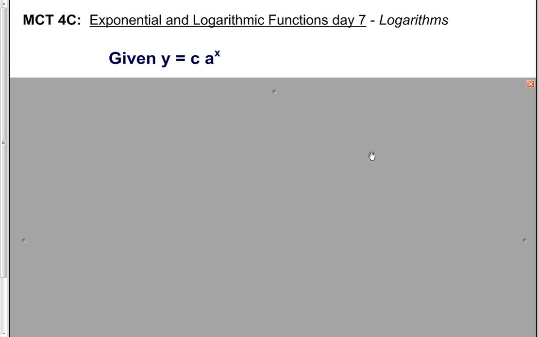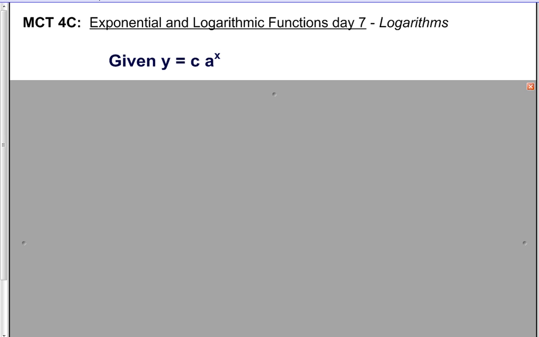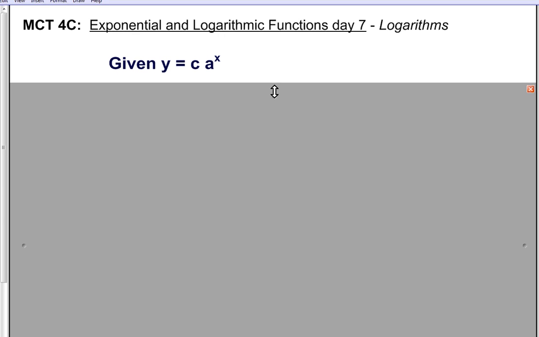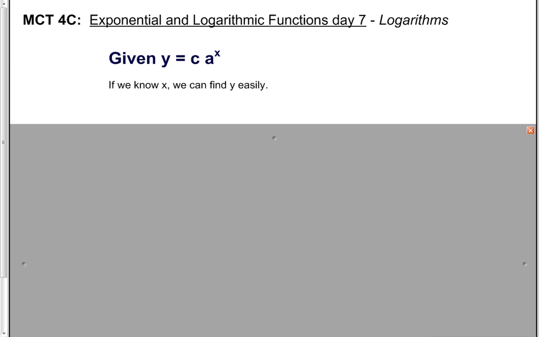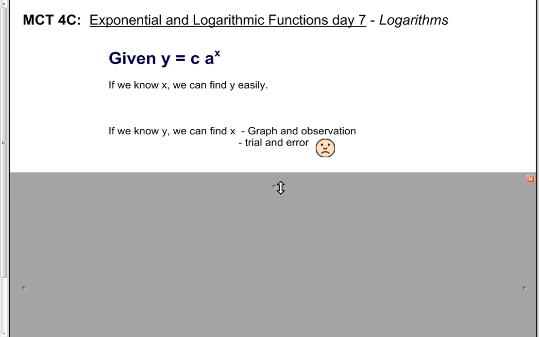Grade 12s, we're on our 7th day of exponential logarithmic functions, and today we finally look at logarithms. So if we have a function, y equals c a to the x, which we've been looking at for a while, and we know the value of the exponent, we know we can solve for y very easily just by substituting x into that equation.